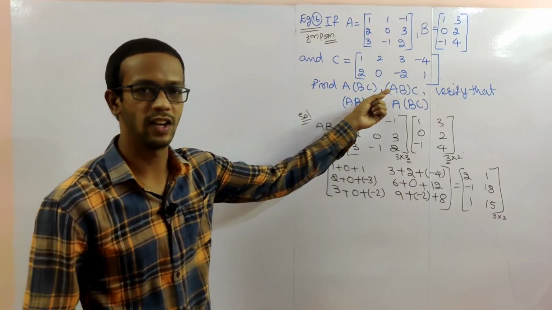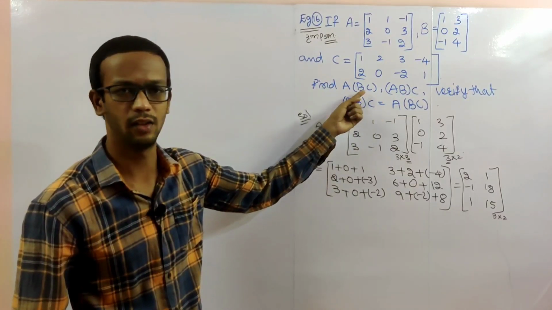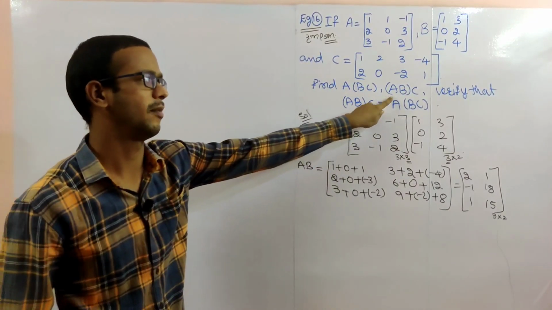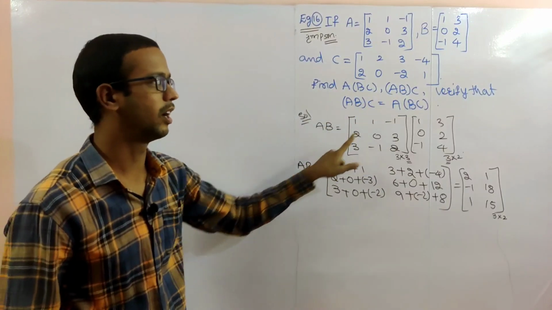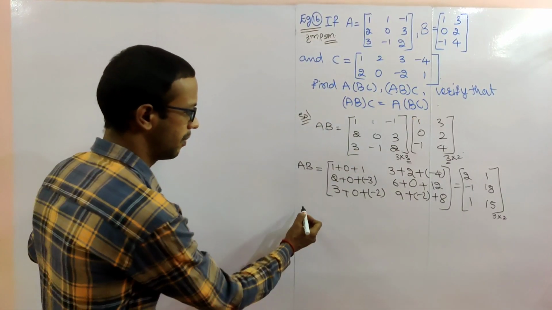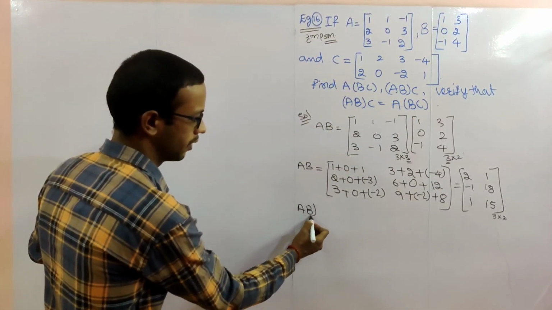Sir, why are you finding this one first, sir? You can find this also. You can do anything. First I am taking AB. So AB is completed. Next, AB into C is there. I'll make AB into C.